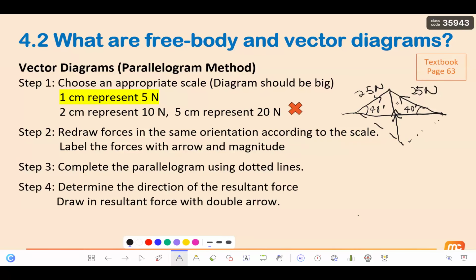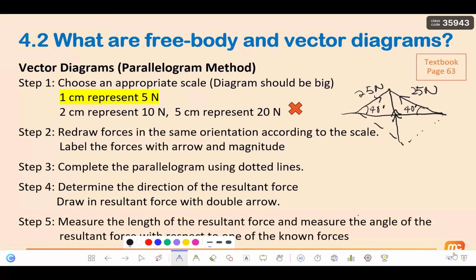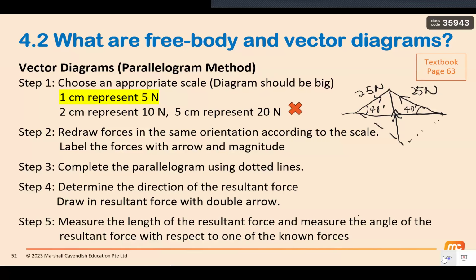So after that, I measure the length of the resultant force, and I multiply it by my scale. So if my length is 5 cm, I'll do 5 times 5. If my length is 7 cm, I'll do 7 times 5, 35 newtons. And then I measure the angle of the resultant force with respect to one of the known forces. So I can measure the angle that this resultant force makes with the 25 Newton force. So this will be the direction of my resultant force.